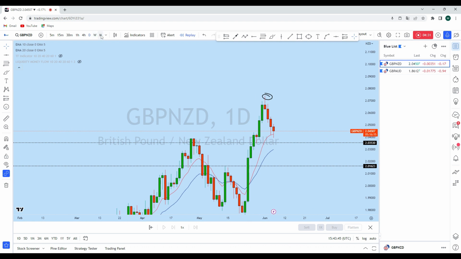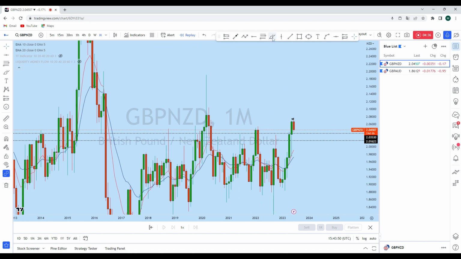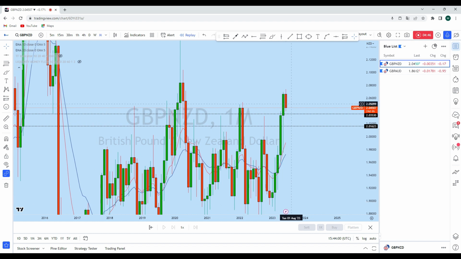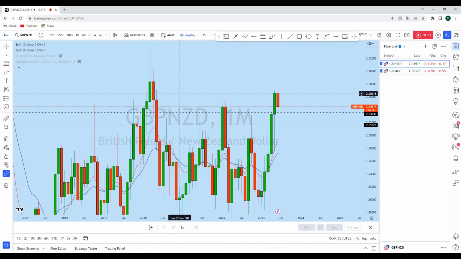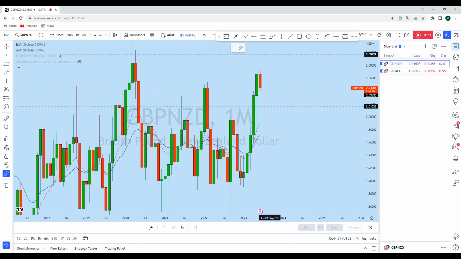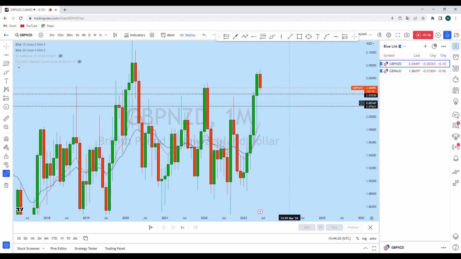Now if we look at the bigger picture on the monthly, we can see that like GBPAUD, GBPNZD also had a massive move, this big movement to the upside. With this massive move, we can expect now a correction. If we take our Fibonacci from low to high, we can see that GBPNZD is approaching the 38.2% Fibonacci level, which is still far, and we can expect the price to come back down to create a new lower low.